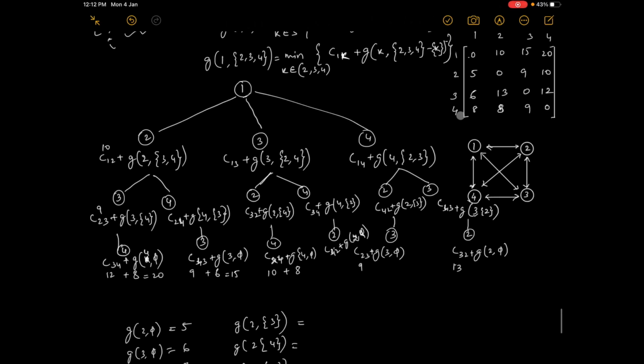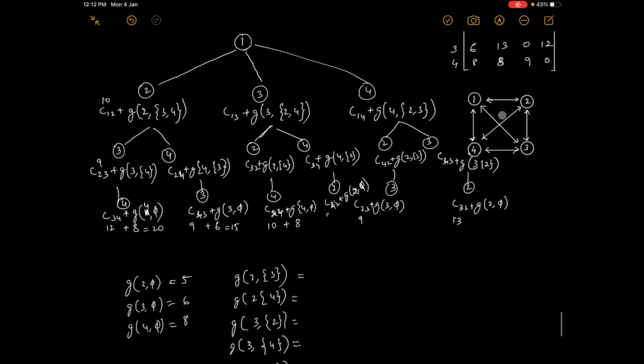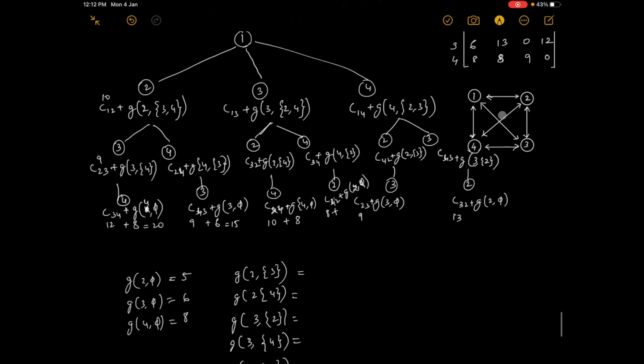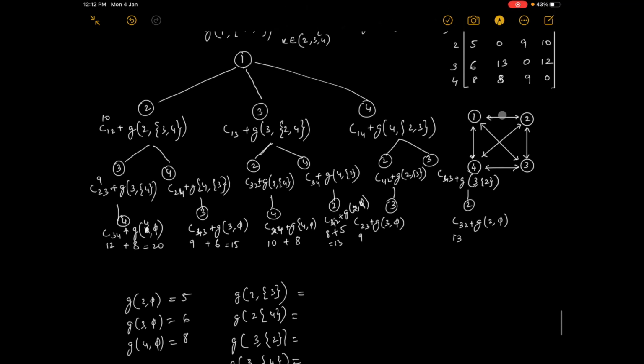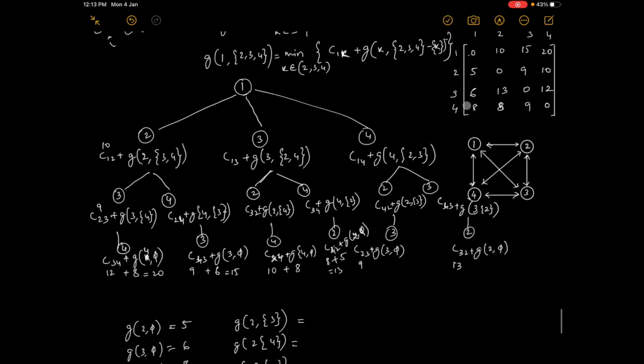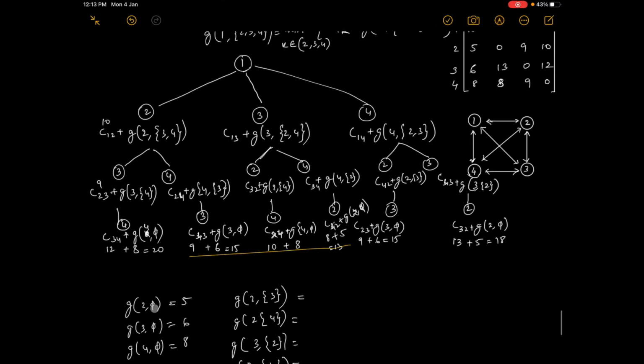Okay, now what is C42? C42 is 8, so this is 8 plus, what is G of 2 comma 5? It is 5, so the total is 13. What is C23? C23 is 9, plus G of 3 comma 5, which is 6, so it is 15. So what is g of 2 comma 5? It is 5, so it is 18. So we have got the last row result.